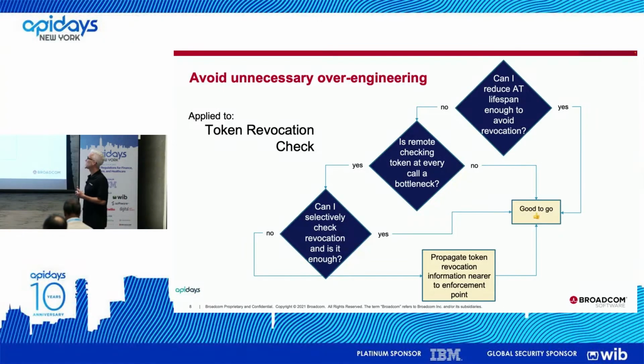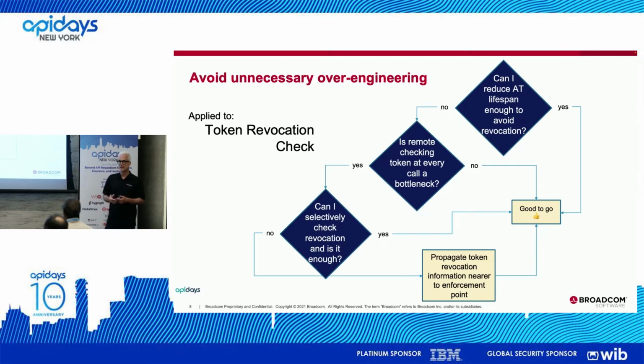So let's look at an example where we are going to make the decision. What is an acceptable distance to decision? Let's think about token revocation check. So a decision tree, starting from the top right. Can I reduce the access token lifespan enough to completely avoid revocation? This is really use case specific. In some cases, the user experience that comes out of that is acceptable, and you avoid the need for token revocation in the first place. So that's a great case. You're done. Don't overcomplicate things.